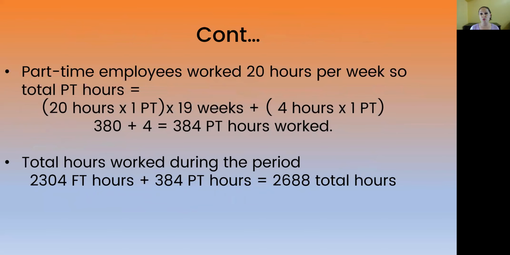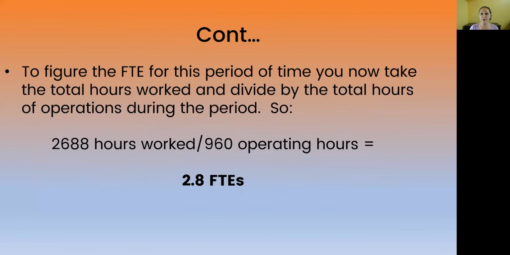Now with part-time employees, they worked 20 hours per week, but we've also got the 1 day. So we're going to average those hours over 1 day. We've got 20 hours times 1 part-time employee times 19 weeks plus 4 hours times 1, because only 1 part-time employee, and 4 hours because 20 divided by 5 is 4 hours. We're assuming that they are averaging that time. That is 380 hours plus 4, so we have 384 hours of part-time hours worked. So total hours during that period is 2,304 full-time hours plus the 384 part-time hours equals a grand total of 2,688 total hours for that period of time.